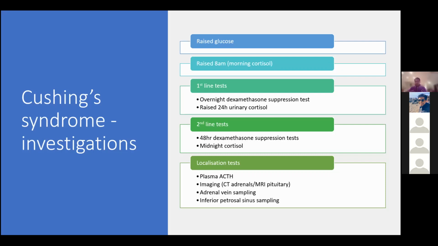Further on, if you've done a CT of the adrenals and they've got bilateral adrenal hyperplasia, for example, or no identifiable tumor, you can do adrenal vein sampling. And this will allow you to localize where most of the cortisol production is coming from and see if it's unilateral or bilateral, the cause for the Cushing's.